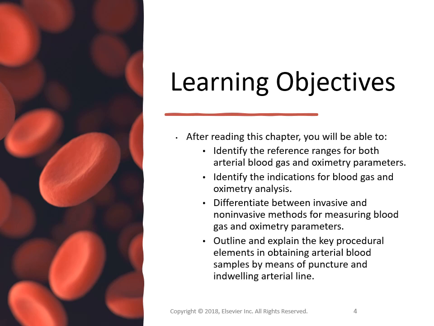So what should you learn after this lecture? You should know how to identify the reference ranges for both arterial blood gas and oximetry parameters. You should be able to identify indications for blood gas and oximetry analysis and differentiate between invasive and non-invasive methods for measuring blood gas and oximetry parameters, as well as be able to explain the key procedural elements in obtaining a blood gas and the means by which to do so.